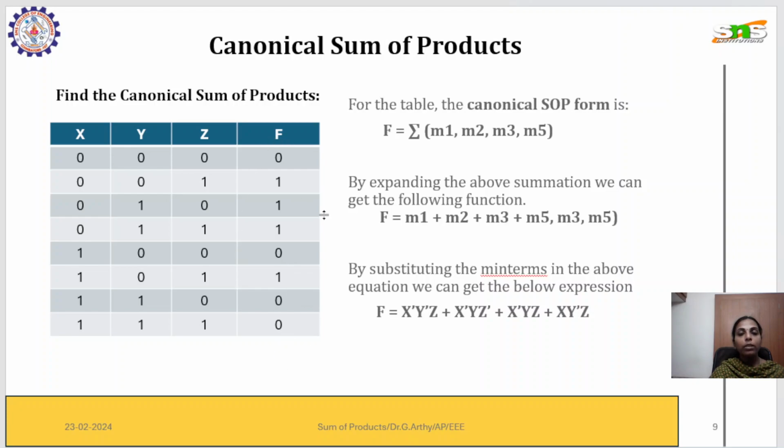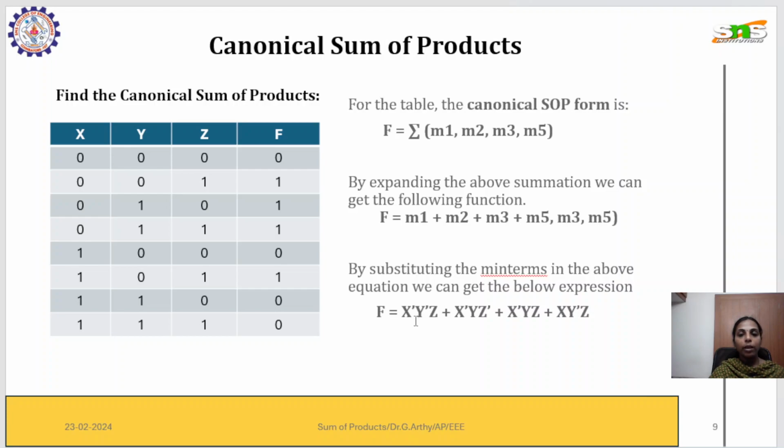So if you see this output, how many min terms are high? We'll be writing all the min terms which are having high output. So M1, M2, M3 and M5. So see, the canonical SOP form is a function of M1, M2, M3 and M5. We'll be writing it as the sum of M1, M2, M3 and M5, because it is sum of products.